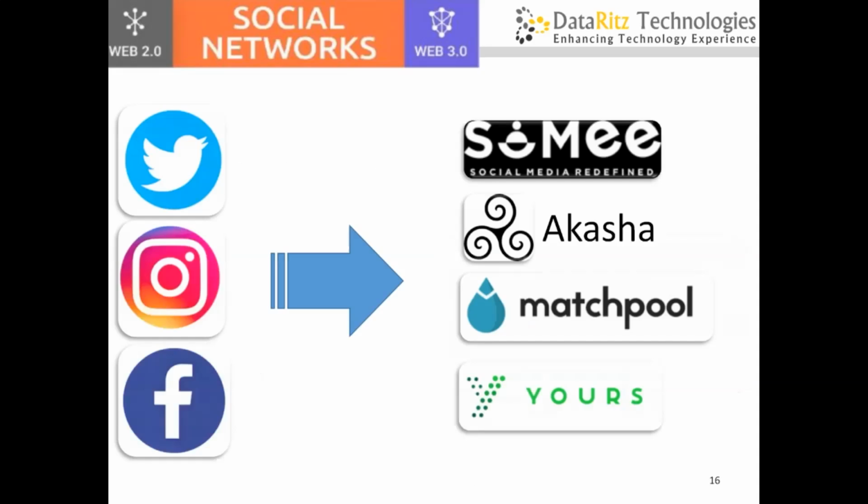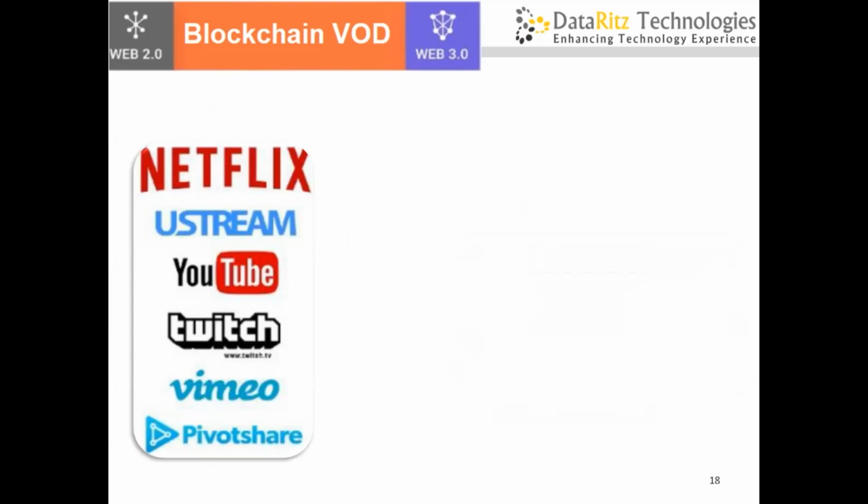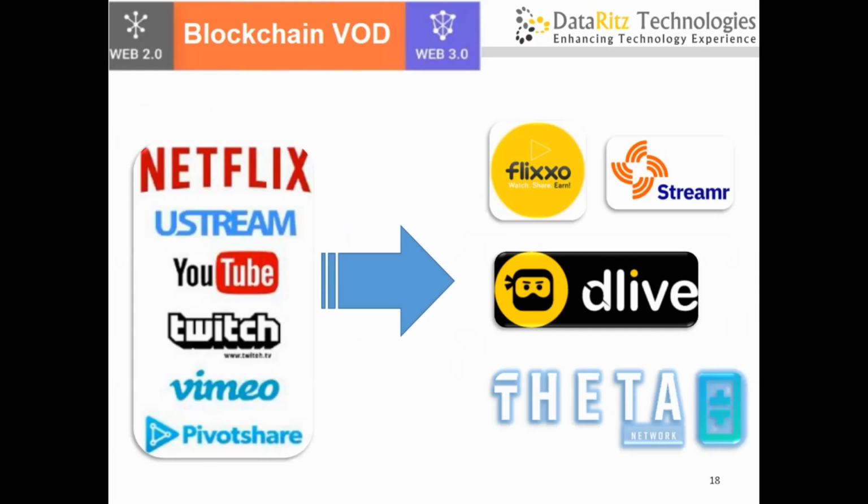I've taken four examples, but there are hundreds of social media platforms available for different purposes. These are four names I've shown you, and you can try all these things. Then here are the video on demand technologies available in the market, VOD, such as Netflix, Upstream, YouTube, Vimeo and others. If you talk about Web 3.0, we have so many things.